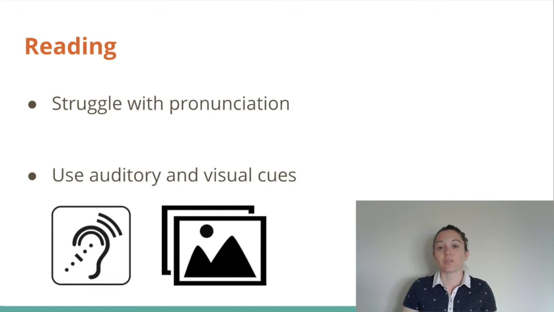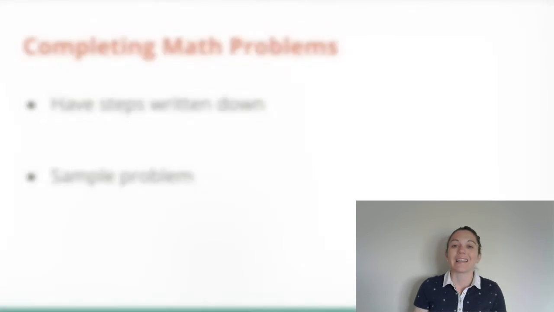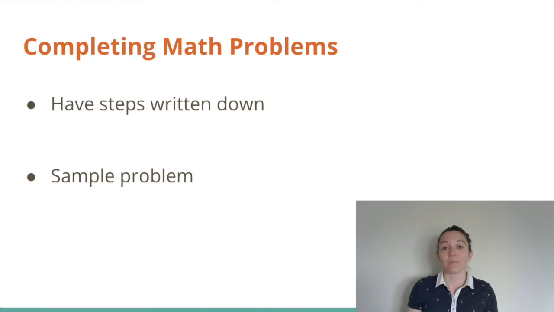You can also support students with learning how to read or spell by having spelling rules listed out for them as a reference. Similar to having spelling rules listed out, when completing a math problem, especially one with multiple steps, it is extremely useful to have the steps written down along with the sample problem for the students. This way, they can refer back to the sample if they need assistance.